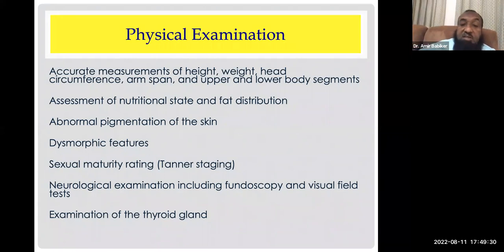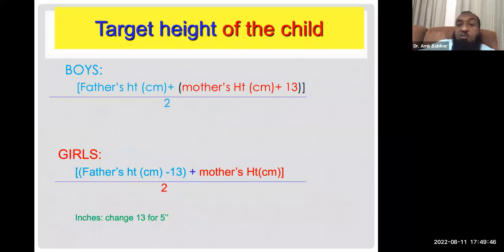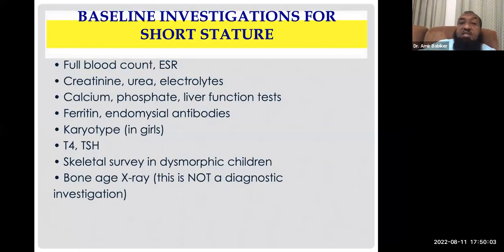Dysmorphic features, Turner staging. If she's a girl, does she have any features of Turner syndrome? Puberty is important, as if there is delayed puberty, it goes with constitutional delay, etc. Neurological examination and fundal examination, as well as assessment of the thyroid gland. This is how we determine the target height for the child, with mid-parental height measurement. Sometimes this is described in inches, so you need to be familiar with how many centimeters are in an inch. Then baseline investigations for short stature.